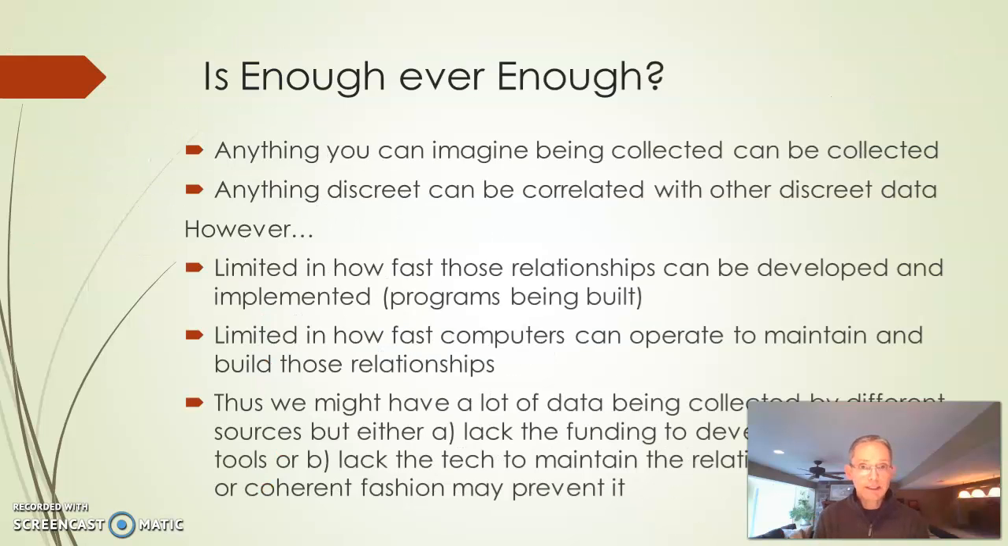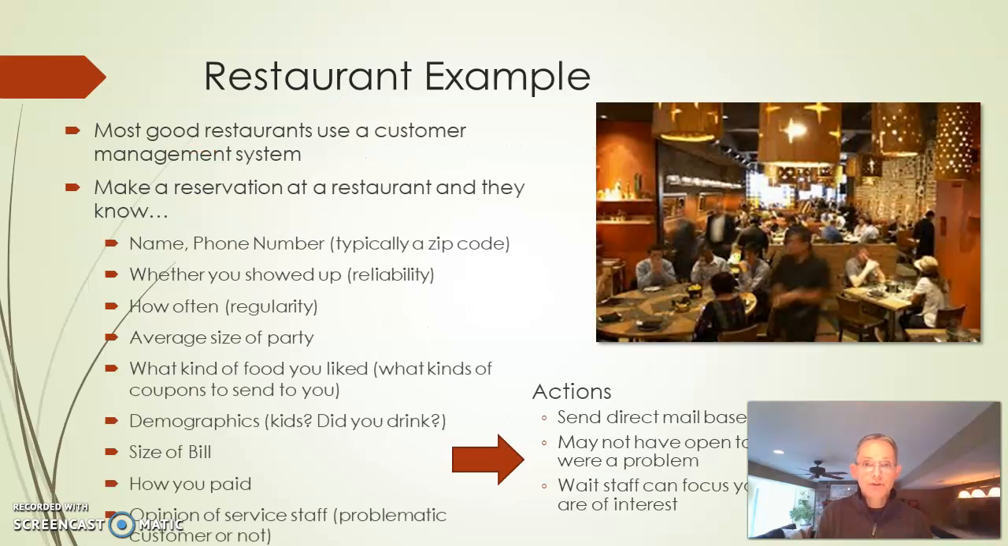And it is possible to get too much. So anything you can imagine being collected can be collected. But there's a limit to how fast you can build those relationships. We talked about the hardware still has limitations. There's a limit to how fast the computers can operate and maintain and build those relationships. Thus, you have a lot of data collected, but you have to be able to decide what sets am I actually going to look at to try to get at something useful.